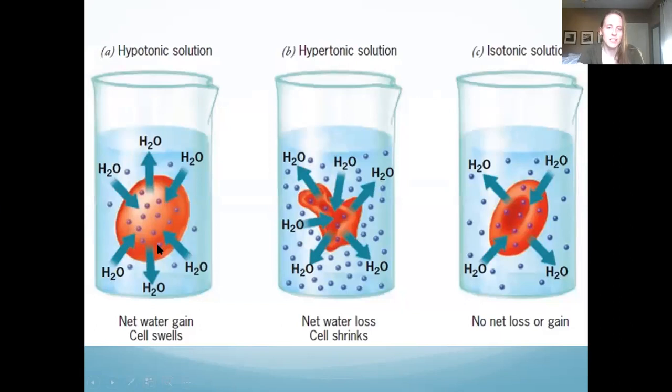So this is kind of what it would look like. So in a hypotonic case, you have more water flowing in than what is flowing out because there's a higher concentration of dissolved solids on the inside of the cell. And so the cell will swell and become turgid or stiff. In the hypertonic situation, you have more water that is leaving compared to what's going in because the concentration of dissolved solids is higher in the solution. And so you get a cell that shrinks and becomes really limp. And then in the isotonic situation, you have an equal amount of water going in and out. So the cell is not going to change shape.